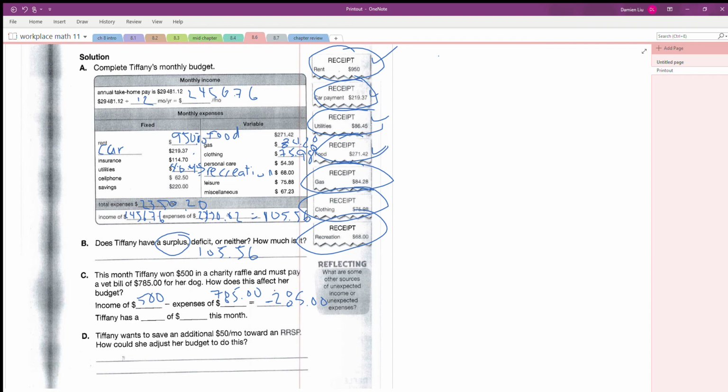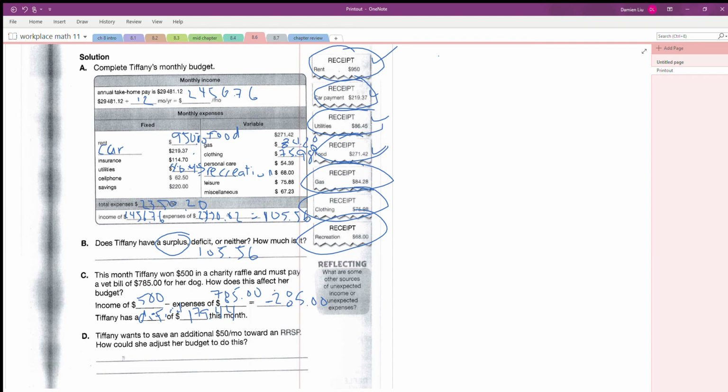So Tiffany now has a deficit with this new information. She has a deficit of 179.44. Okay, and we don't typically call a deficit a negative amount just because it's kind of like a double negative. If it's a deficit, it's understood to be negative, and we know that she has a negative amount of 179.44. Therefore, she has a deficit of 179.44.